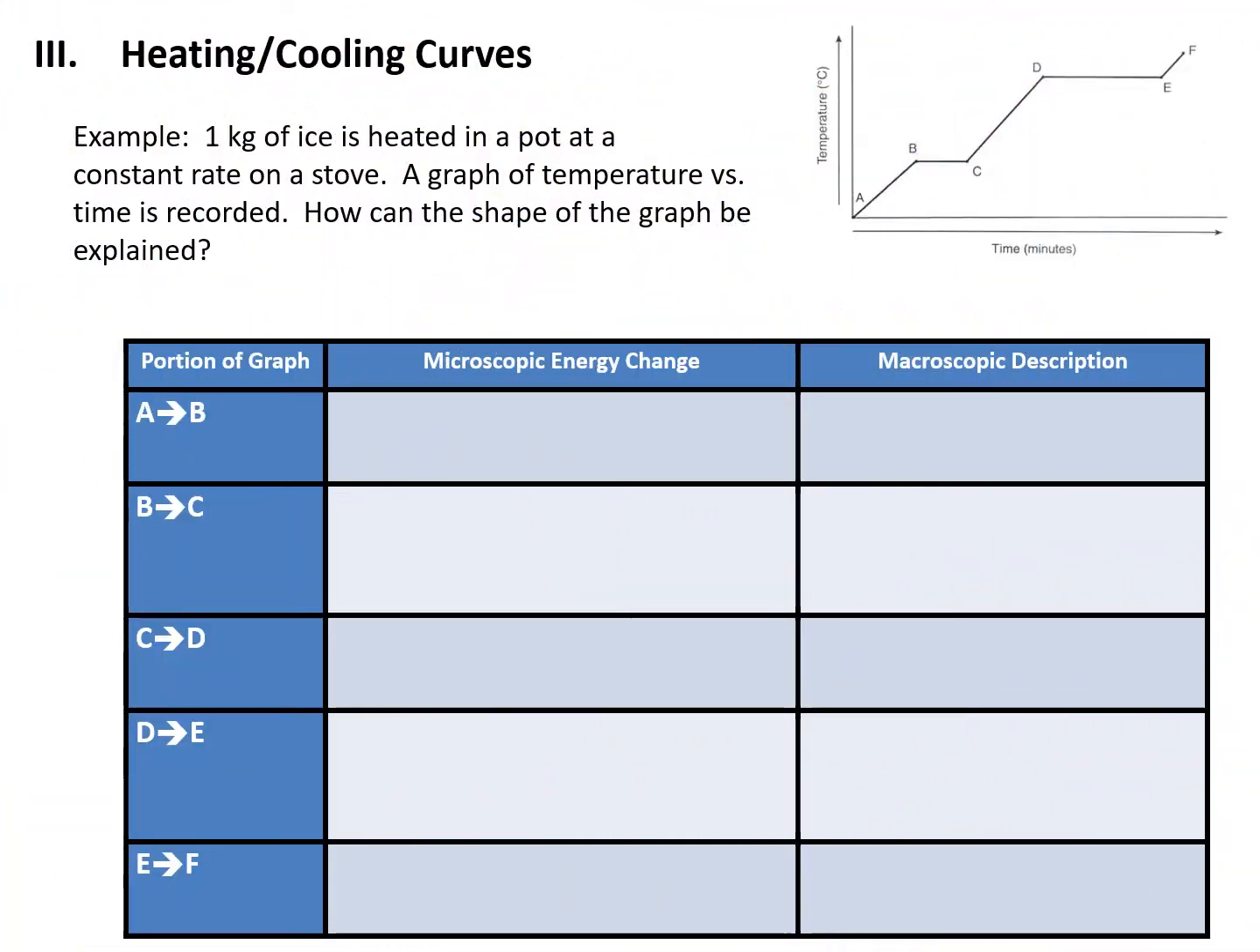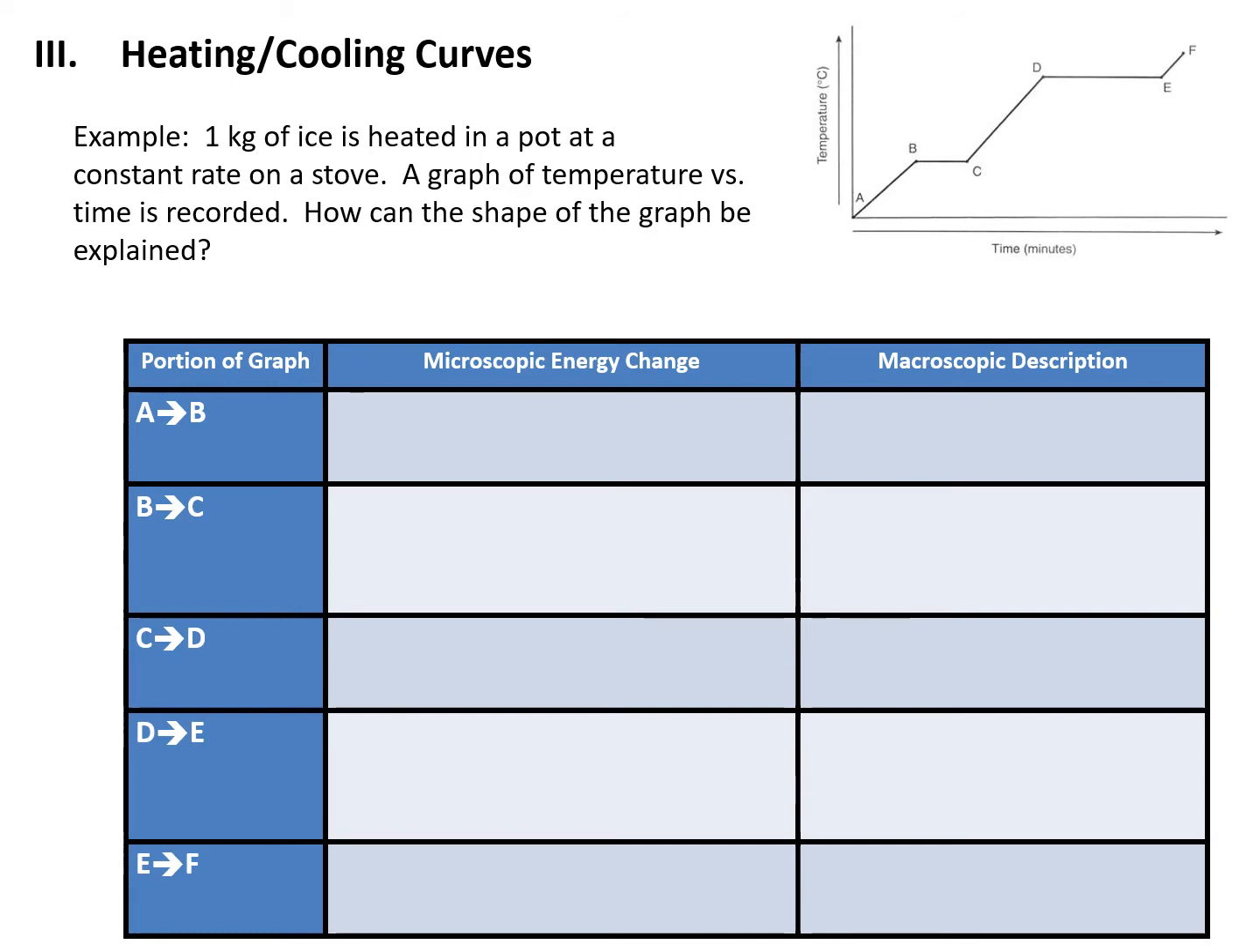So we're going to look at an example of what we call a heating curve to better understand the above processes that we've just finished describing, as well as the energy changes associated with them. A heating or cooling curve is simply a graph of temperature versus time for a substance that is either heated or cooled at a constant rate.